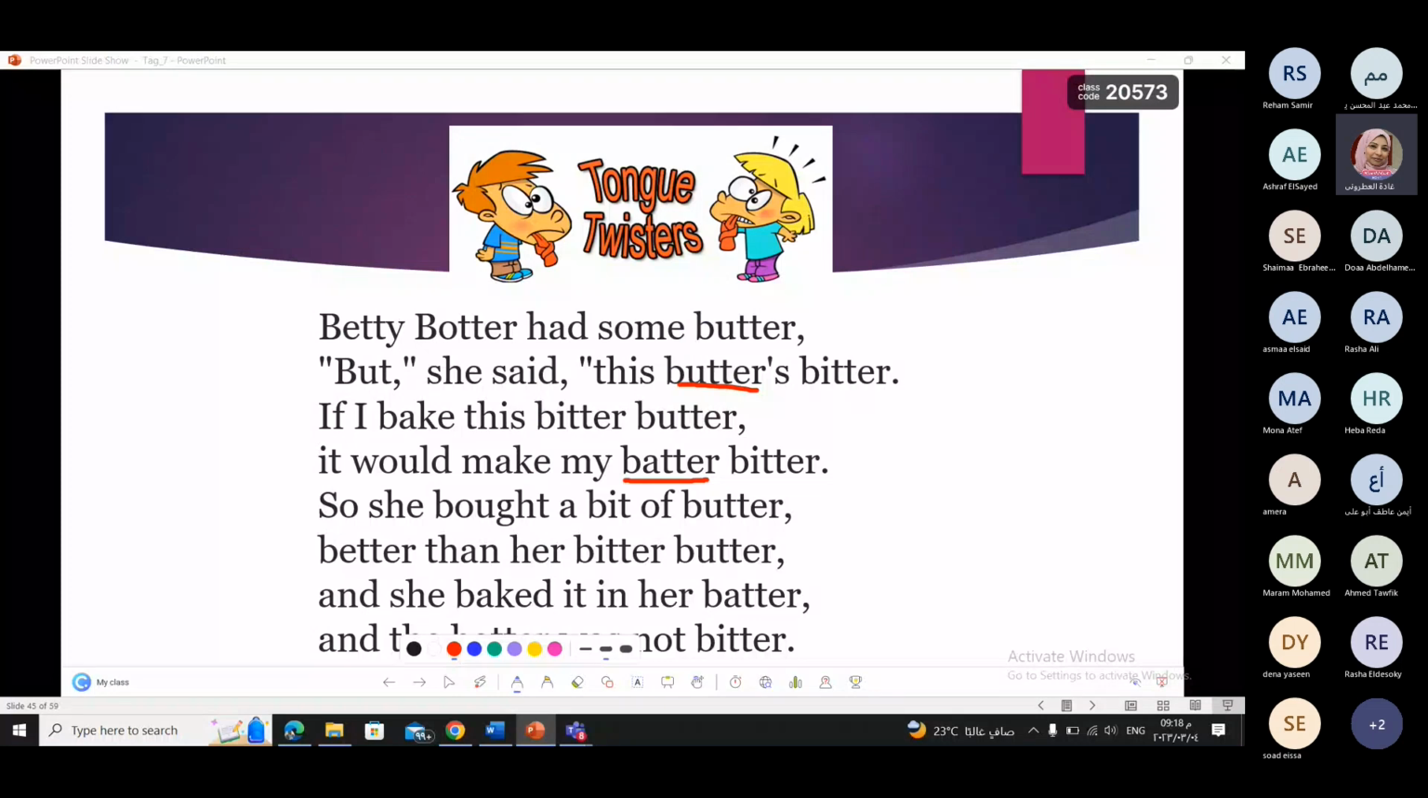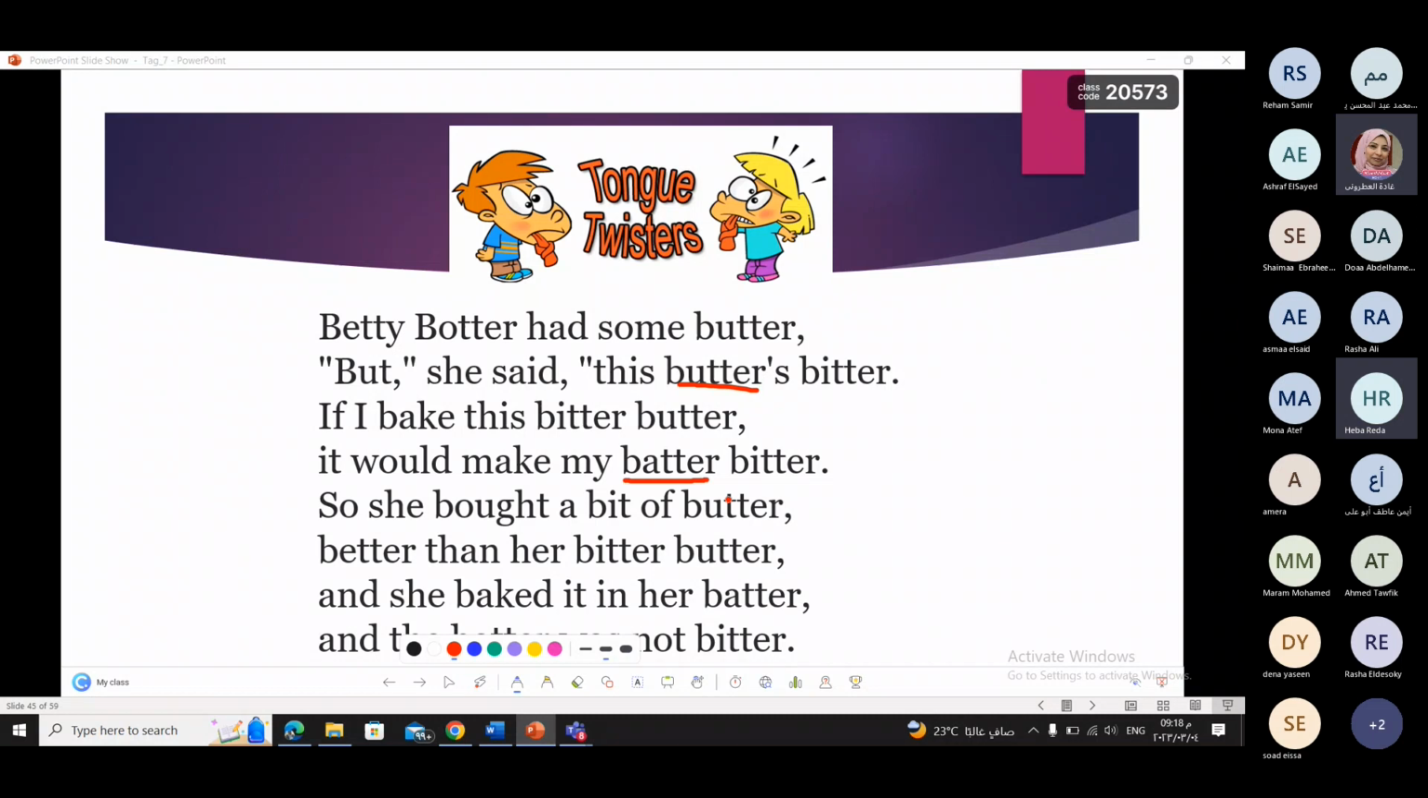I want someone to read. Betty Butter had some butter, but she said this butter's better. If I bake this better butter, she would make my butter better. So she bought a bit of butter, better than her The better point. butter.